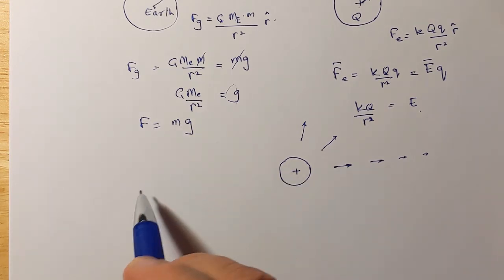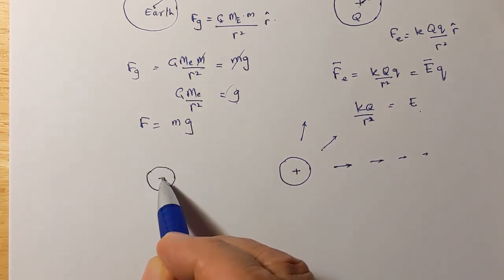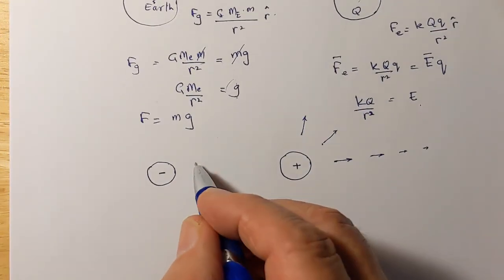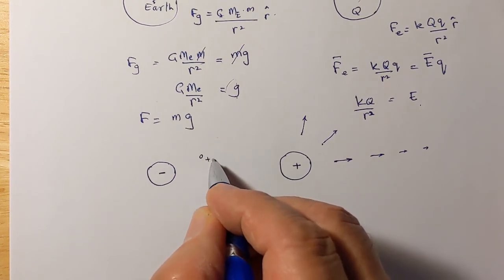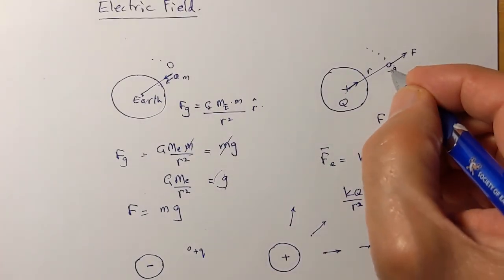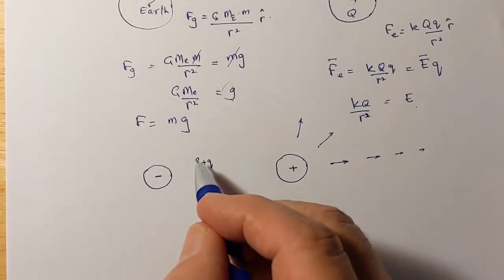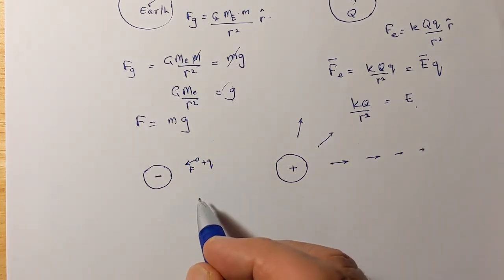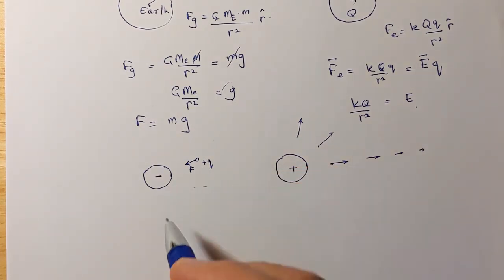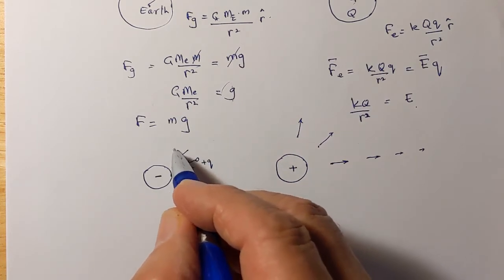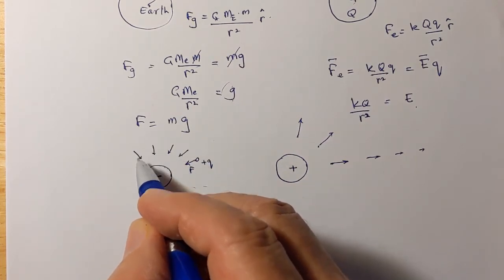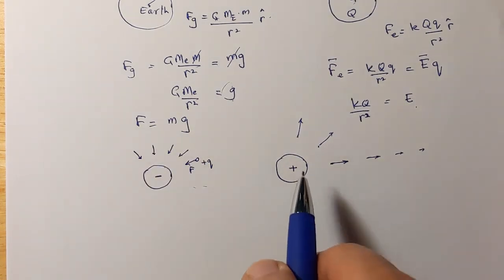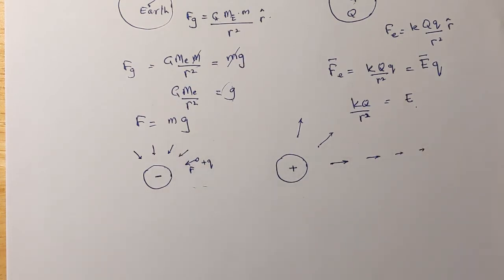Now, if this charge were negative, and if we bring a small charge over here, the test charge is a positive charge. Then the force of attraction is inwards, and therefore the electric field is also inwards. And so for a negative charge, the electric field would point towards the center of the charge from all directions. So for a positive charge, the electric field points outwards. For a negative charge, it points inwards.